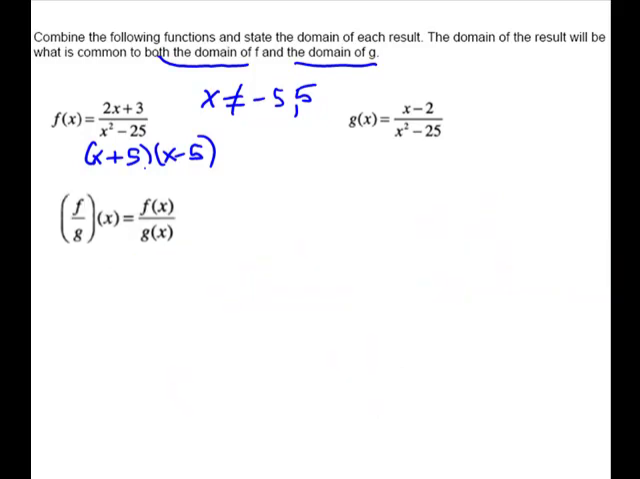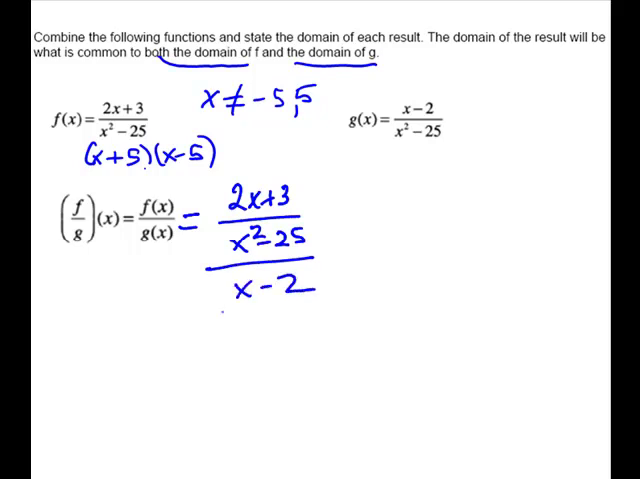Next we have a division. And so we have 2x plus 3 over x squared minus 25 divided by x minus 2 over x squared minus 25. And you can write it across as division, or you can work on it as a complex fraction. If you work on it as a complex fraction, you find the common denominator of both fractions, and it would be x squared minus 25.